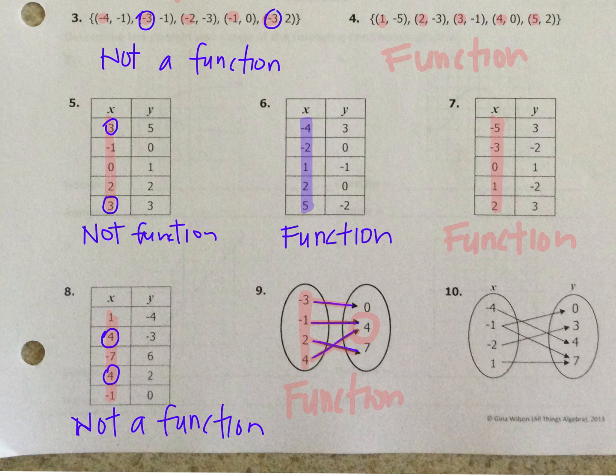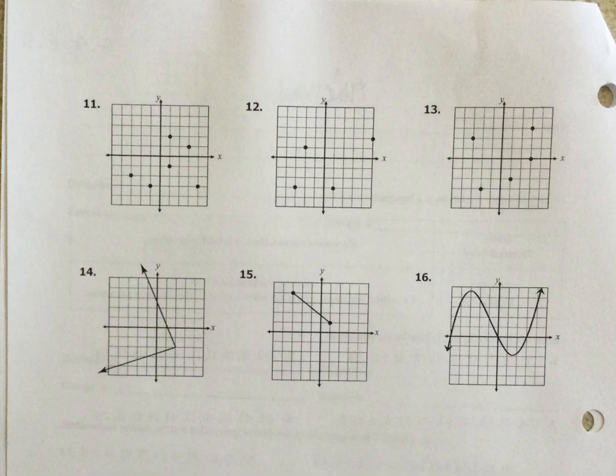When I look at this other one, though, I have 2 lines right here coming off of that -1. So if I was going to write that, it'd be -1, 0, and it'd also be -1, 7. So that -1 has repeated. Because it repeated, we got not a function. All right, flip over to the next page.